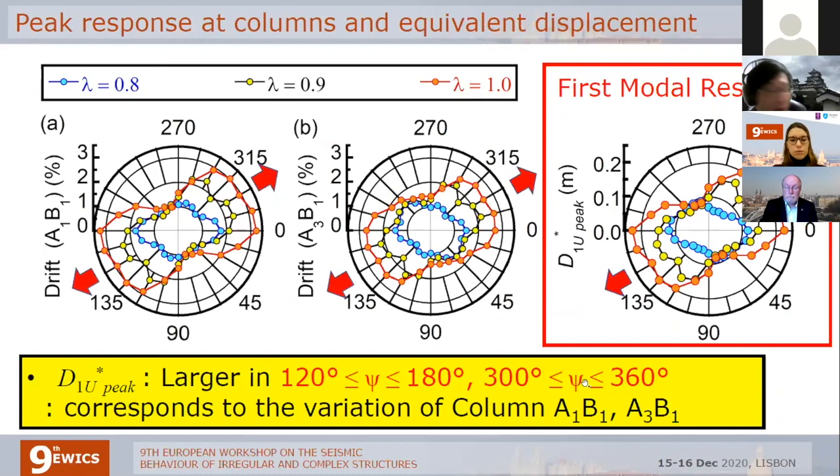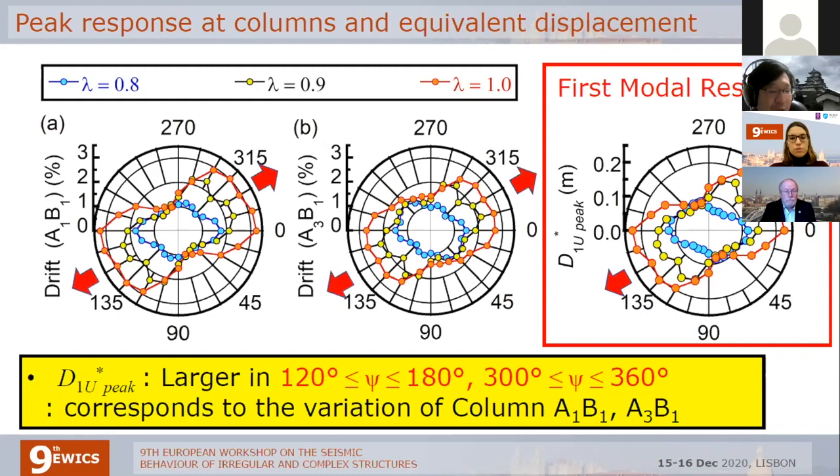So I would like to compare the variation of peak response of the column and the peak equivalent displacement of the first mode response. The peak equivalent displacement of the first mode response is larger in this direction. This corresponds to the variation of column A1B1 and A3B1. This implies that the variation of response of columns at flexible side due to the direction of seismic input may be explained from that of the first mode response.